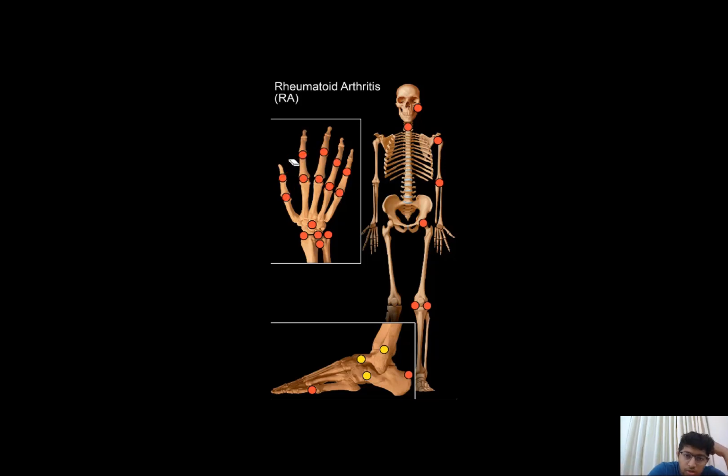Now, the important thing to note here is that there is no involvement of the distal interphalangeal joint, which is usually seen in case of osteoarthritis. It is seen in case of psoriatic arthritis. It is seen in erosive arthritis, but it is not seen in rheumatoid arthritis. That is a very important thing to note.